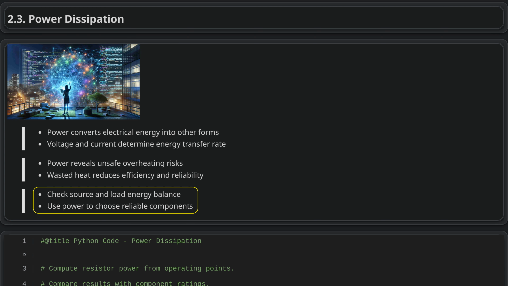Power dissipation helps confirm that energy is balanced in a circuit. Sources supply power, and loads absorb it. Resistors and lamps typically absorb energy, while batteries provide it, depending on current direction and voltage polarity. Checking power dissipation is especially important in circuits with multiple sources, because it supports safe, efficient design choices for components and layout.